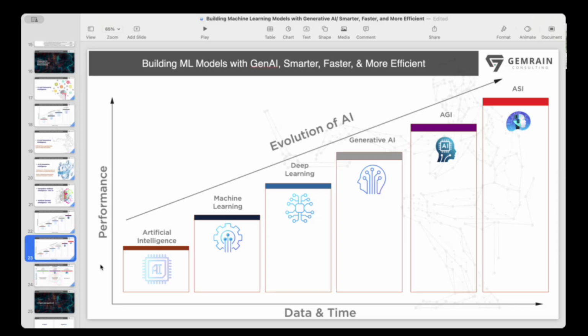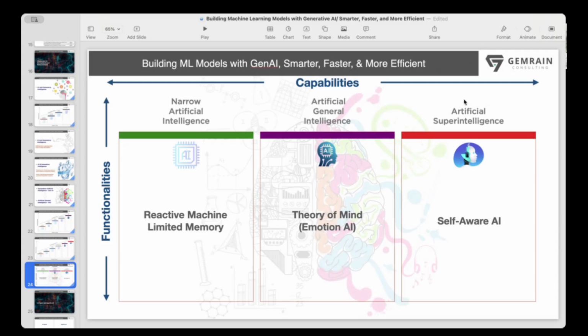When it comes to AGI and ASI, we said AGI is going to be the theory of mind, the emotional AI. Some of them call it the AI that is going to simulate human intelligence, which is the AI that is going to learn by itself, the AI that is going to be equivalent to human intelligence. The AI is going to be as intelligent as a human.